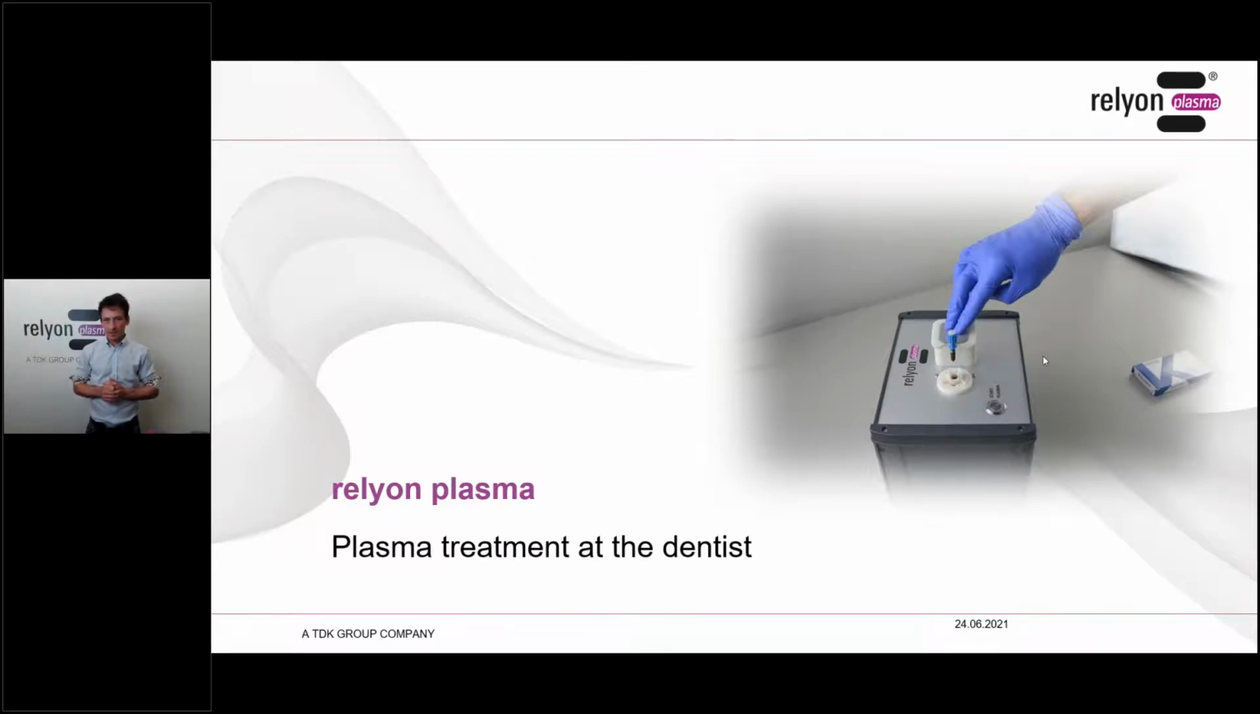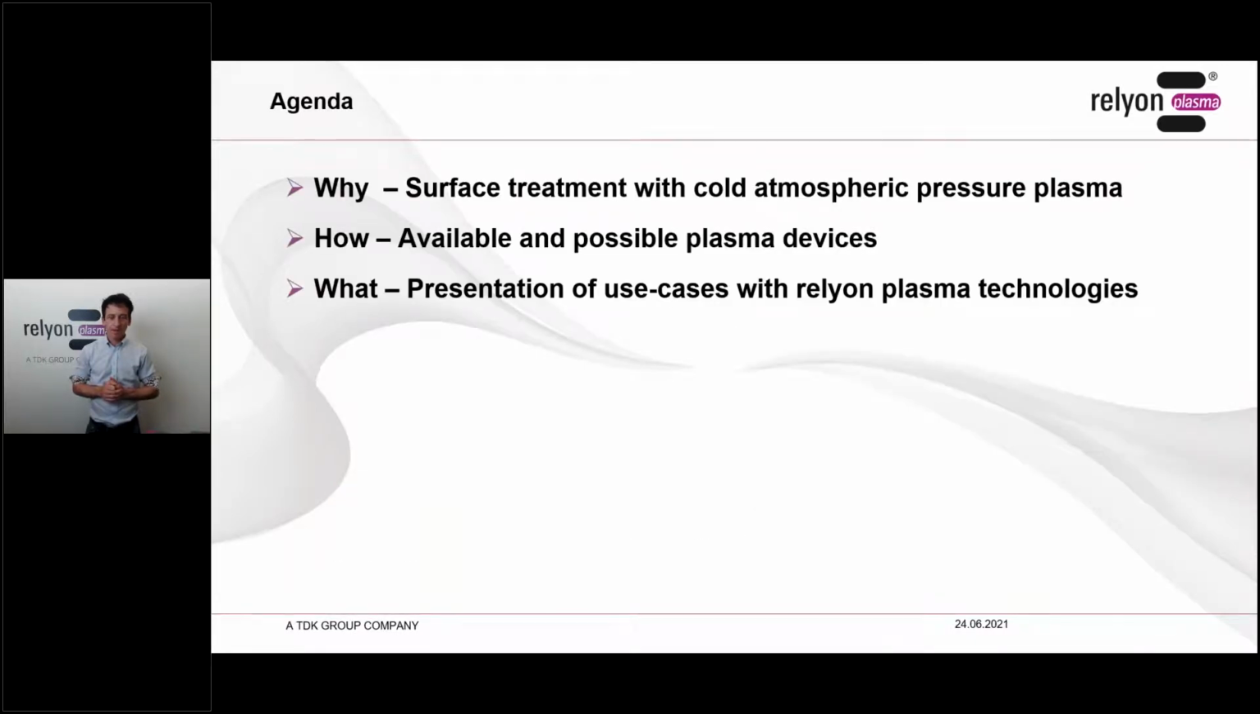So again, I want to just give you an overview of my presentation. I will give a very short overview of why surface treatment with cold atmospheric pressure plasma is good for what we are doing, and how it works. For more details on that, I would really like to refer to our previous webinar, where we get into real details about the technical and also physical background of the effects.